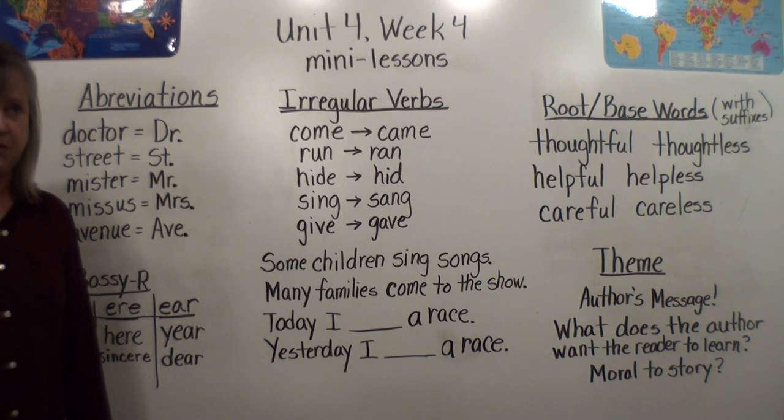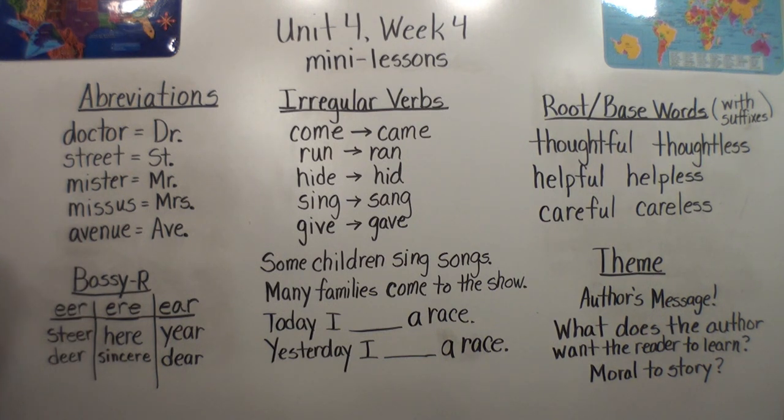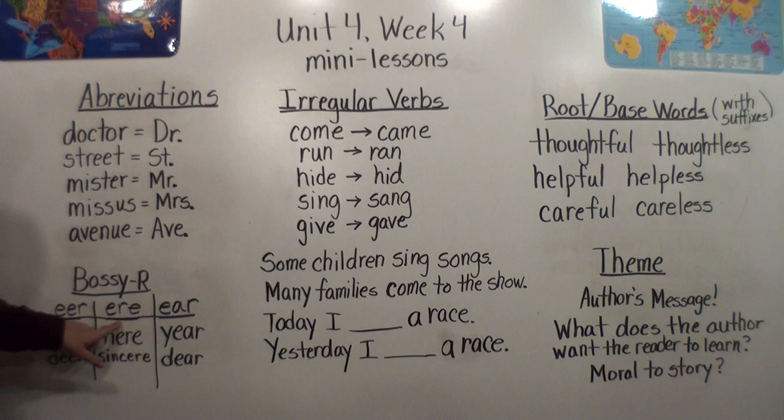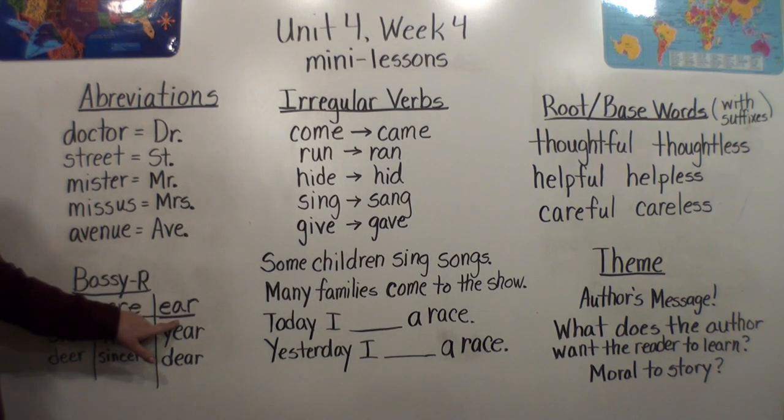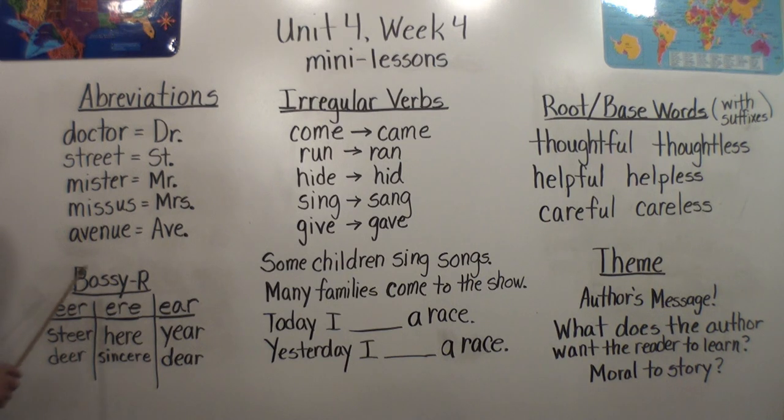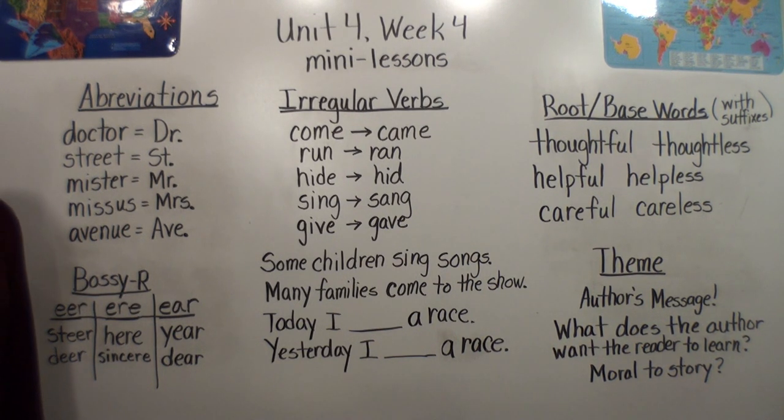This week, and you will see it on some of your worksheets, we're talking about E-E-R, E-R-E, and E-A-R. Now, like I said in the bossy R video, when we have two vowels, when we have a vowel team, they're stronger than bossy R. So here we have E-E-R. So we actually get to hear E, ear, ear. So we hear ear in steer and in deer. And this kind of deer is an animal, D-E-E-R.